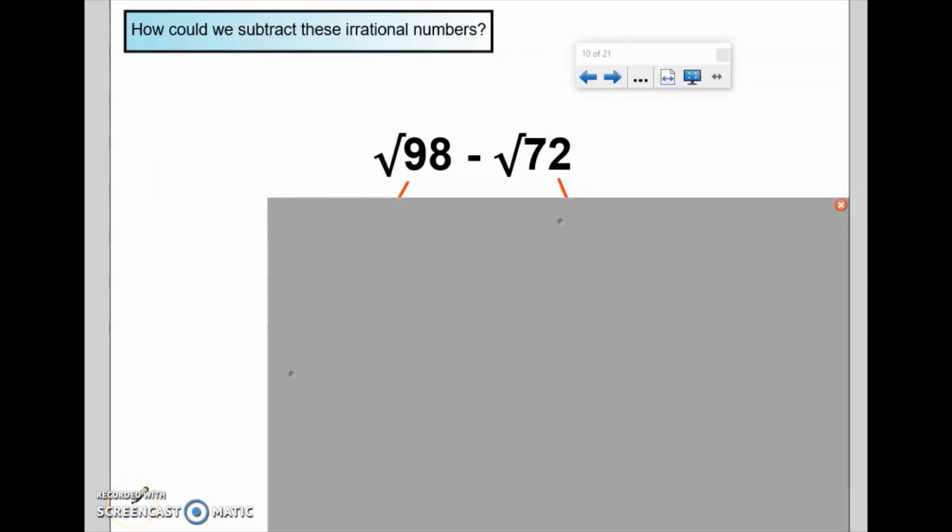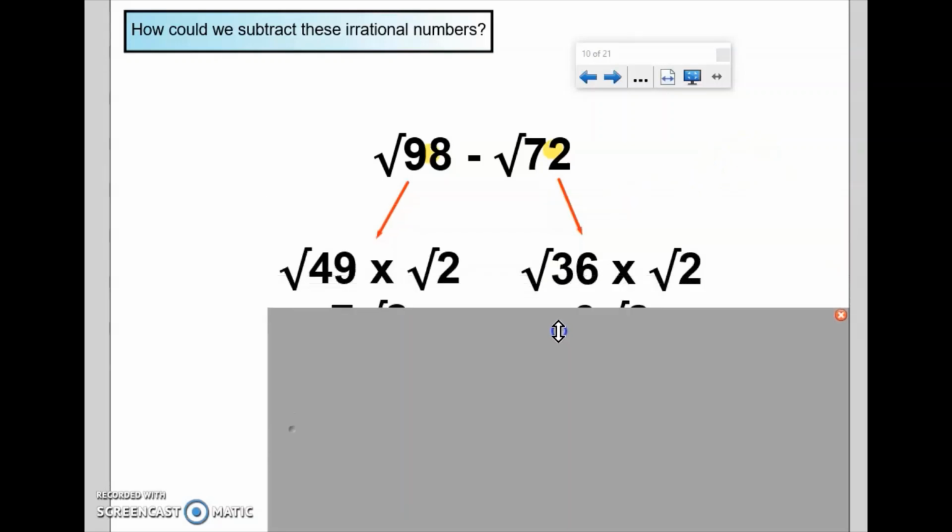Okay, let's go ahead and have a go at a subtract question. I've got root 98 minus root 72. Differing numbers under the root sign. Therefore, I can't go ahead and just subtract. I need to simplify each surd first.